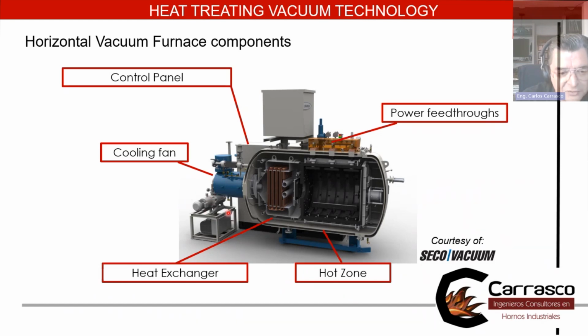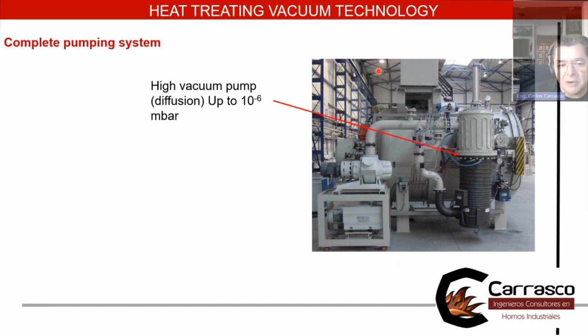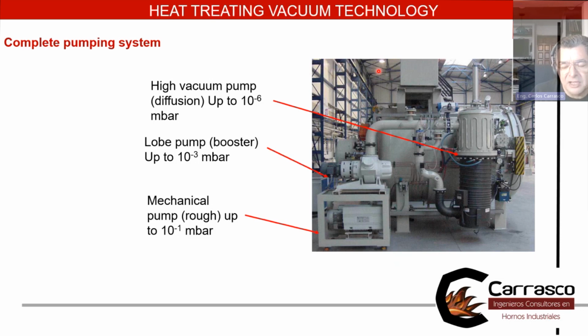What you can see here is the vacuum pumping system. The muscle of the vacuum furnace is the pumping system. I have a high vacuum diffusion pump which can go up to 10 minus 5 millibar, and then another low pump that can go up to 10 minus 3 millibar, and then a mechanical pump. So the three pumps in conjunction are in charge to evacuate and control the vacuum level inside the furnace. This furnace, you can see, is not so big.